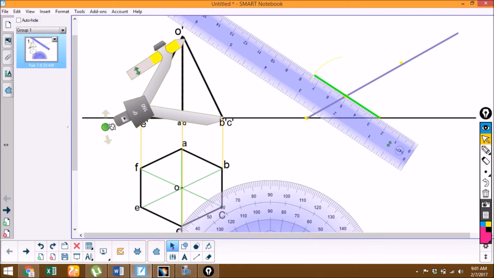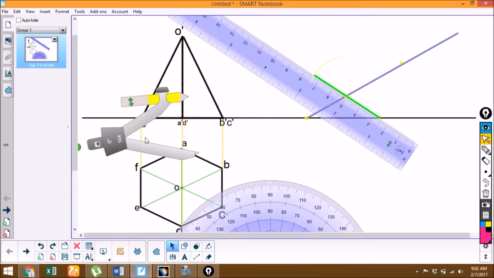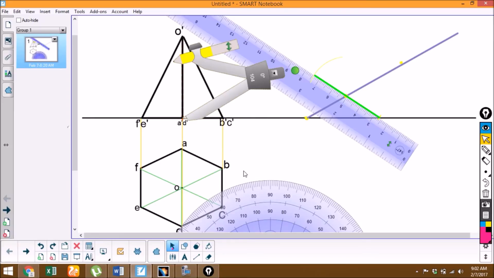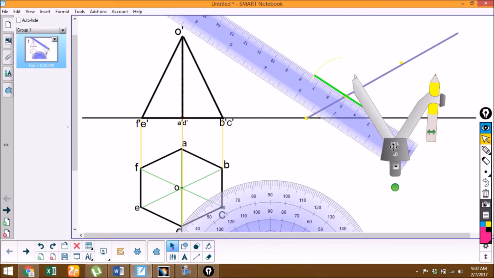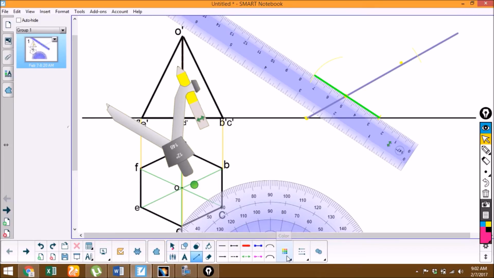Now we need to find O dash also. From this A dash D dash you can directly put the axis height they gave, or else taking A dash D dash as center and O dash to A dash D dash as radius, draw one arc. That point will become O dash. Now join all these points with respect to O dash.